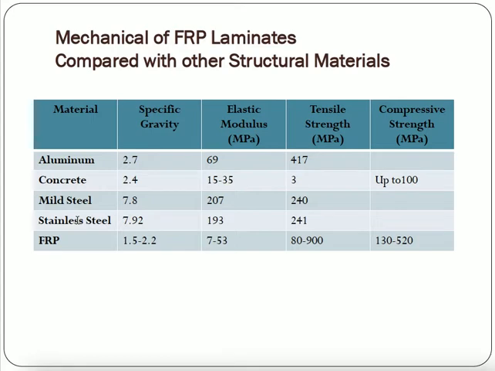As for the compressive strength, when we are using FRP, we are going to have a compressive strength of a higher value, which is up to 130 to 520 newton per millimeter square. And the tensile strength is also higher, where it can go up to 900 MPa.